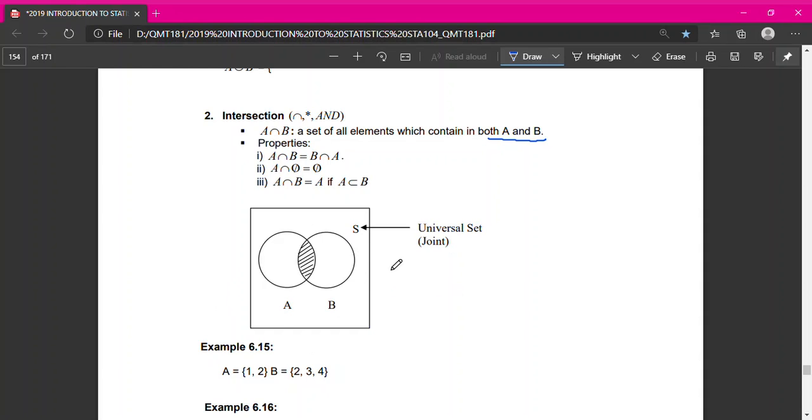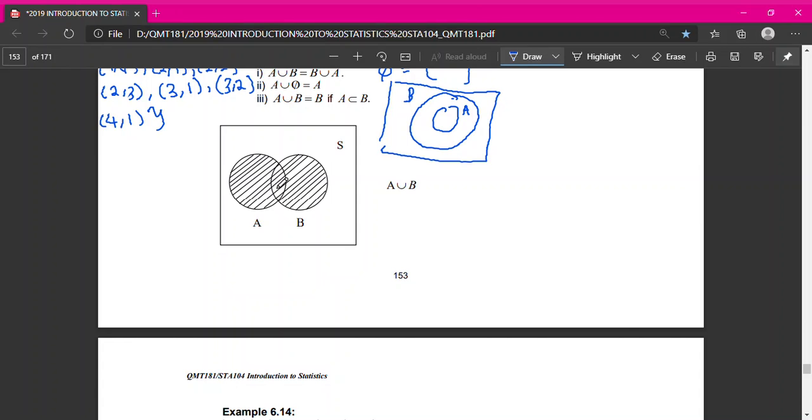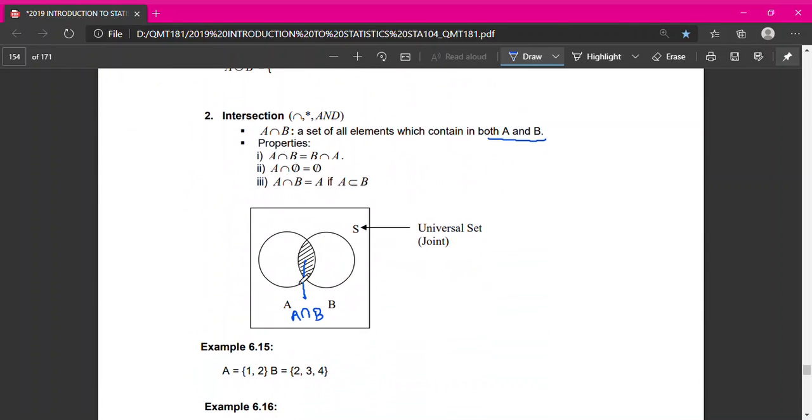Okay, ini contoh illustrationnya. Dalam ni je adalah A intersect B. Di sini adalah A intersect B. Macam tadi A union B, total semua sekali tambah A intersect B, yang tengah ni sahaja.